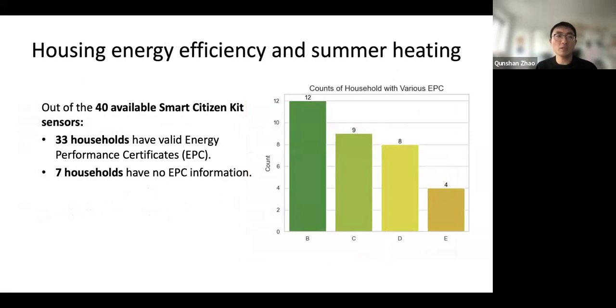So we have about 33 households that have a valid EPC on record in the open data set. It ranges from B to E, and we typically think B is fairly good. There are really, really few A's in the UK right now. And E is fairly bad, and we have something in between with C and D.